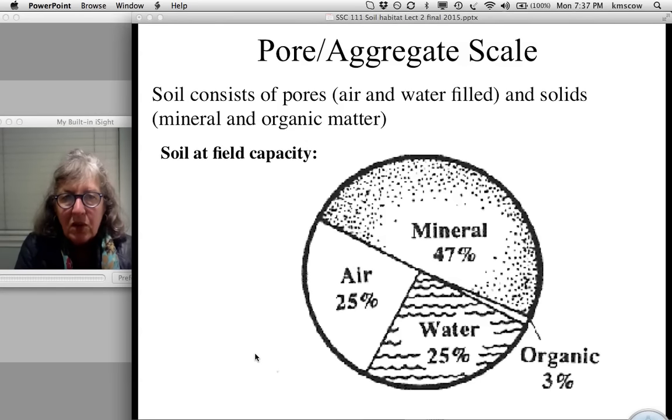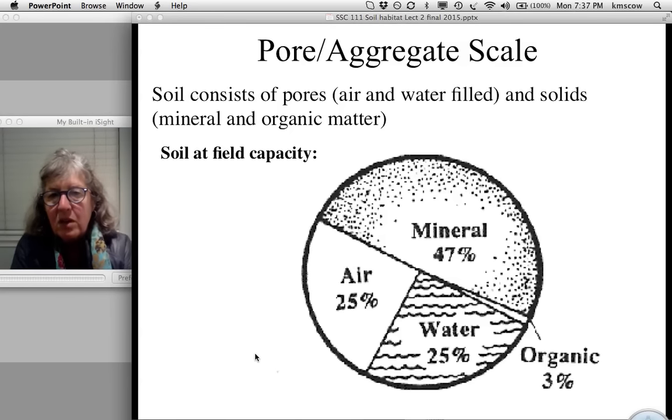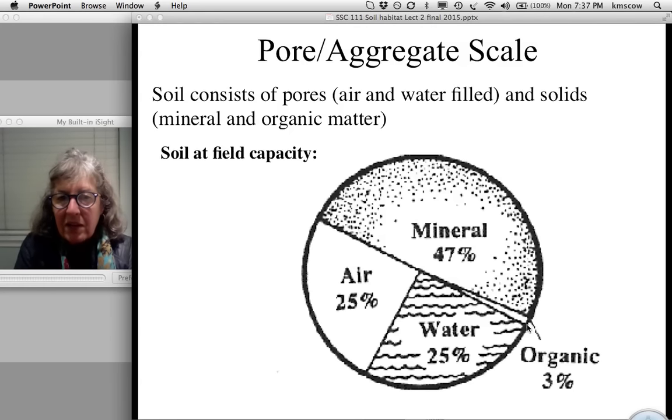So soil consists of a solid phase, which is about half of the volume of soil, and that solid will include minerals and organic matter. That organic matter could be a very small fraction. It usually is not a very large portion of the solid phase of soil unless you're talking about very organic soils. But let's say 3% as an example here, 47% mineral. And then the other 50% of the volume of the soil is occupied by pores, voids.